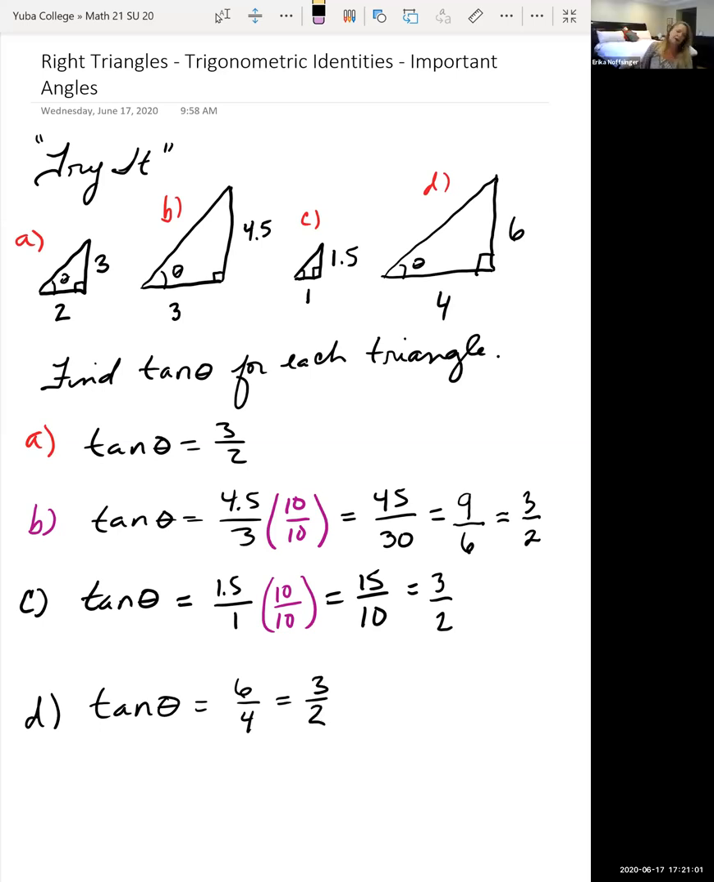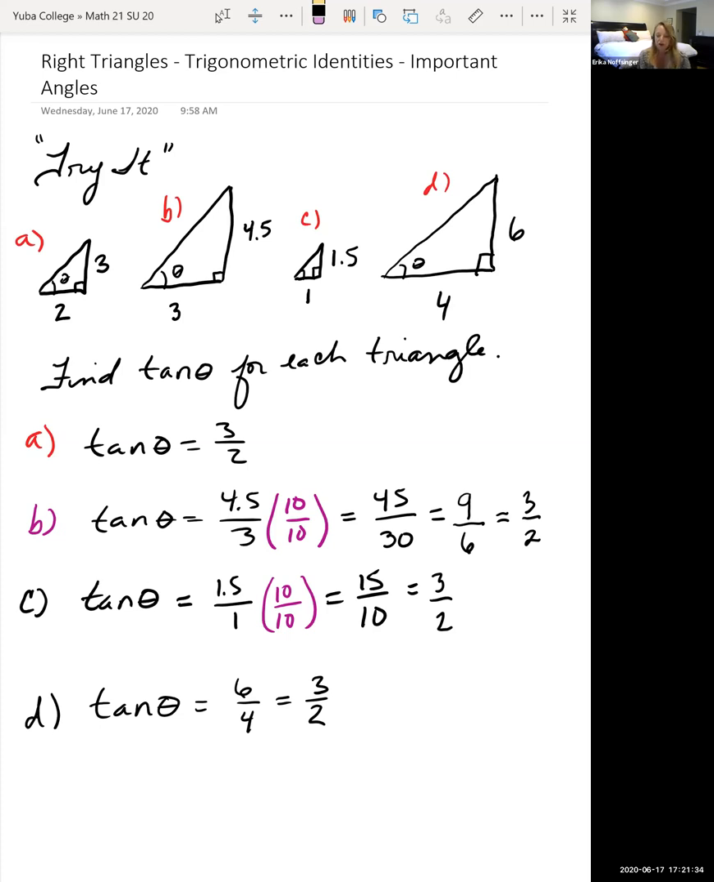So what do you notice about all these triangles? They're the same. They're all the same. Are they all the same? Well, I mean, they're not the same, but they have the same answer. Yeah, the same tangent answers. Are they similar triangles? Yeah, so these are similar triangles. So similar triangles are triangles that have the same angles. And so that angle theta for each piece was the same measure.